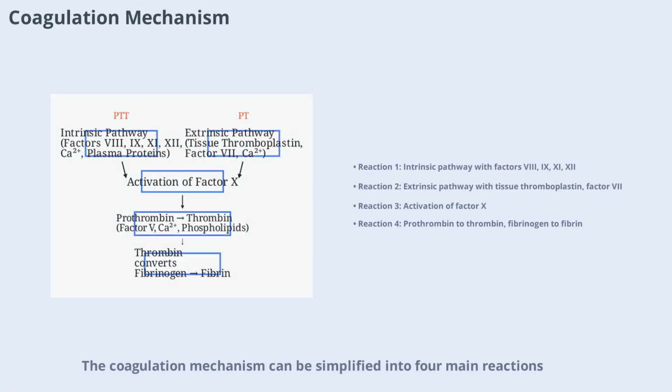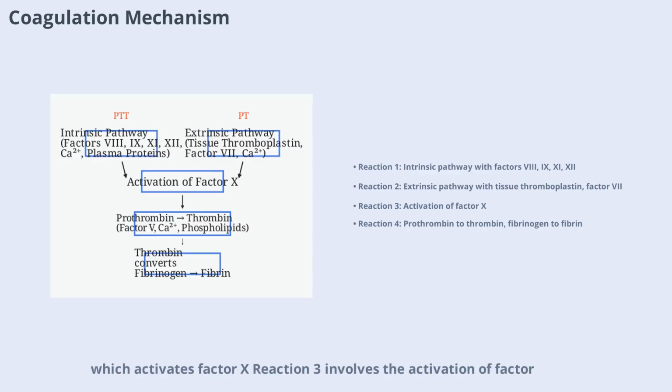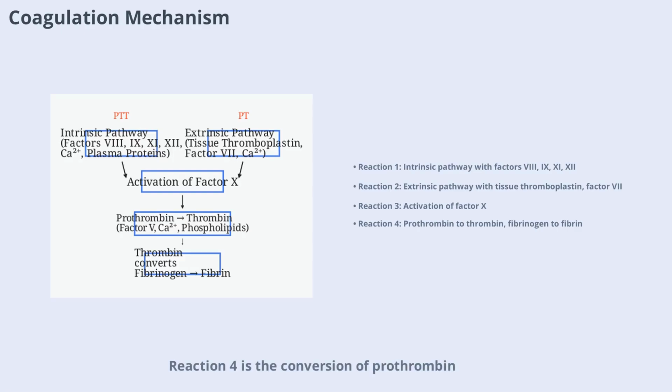The coagulation mechanism can be simplified into four main reactions. Reaction 1 is the intrinsic or contact phase, involving factors VIII, IX, XI, XII, calcium, and plasma proteins. Reaction 2 is the extrinsic pathway, initiated by tissue thromboplastin, factor VII, and calcium, which activates factor X. Reaction 3 involves the activation of factor X by proteases from the previous reactions. Reaction 4 is the conversion of prothrombin to thrombin in the presence of factor V, calcium, and phospholipids. Thrombin then converts fibrinogen to fibrin, stabilizing the clot. Understanding these reactions is essential for diagnosing coagulation disorders and guiding treatment.